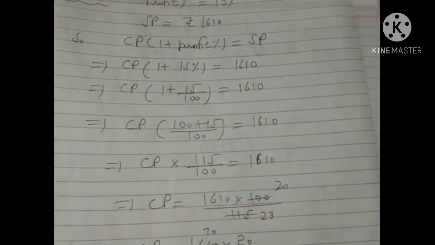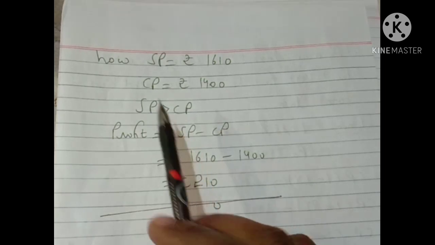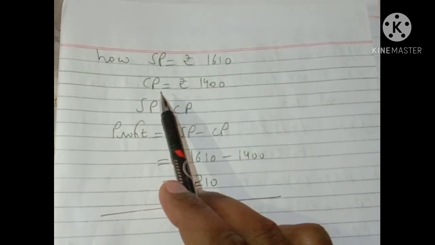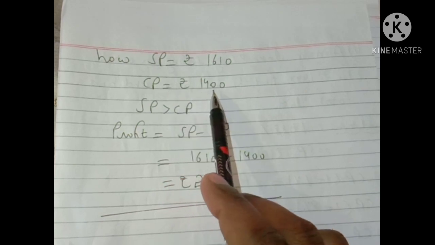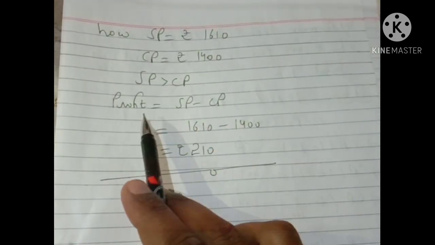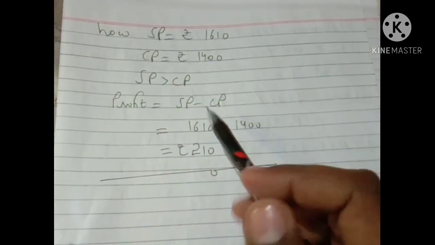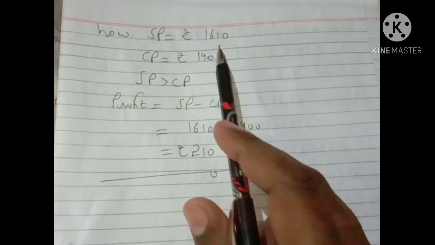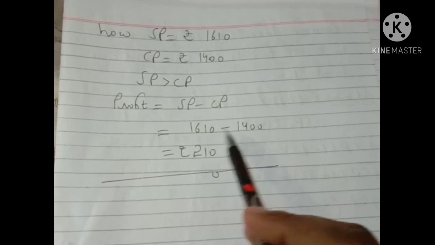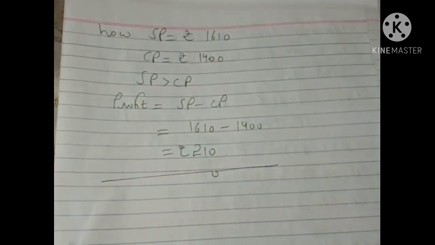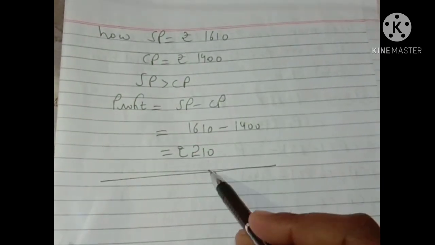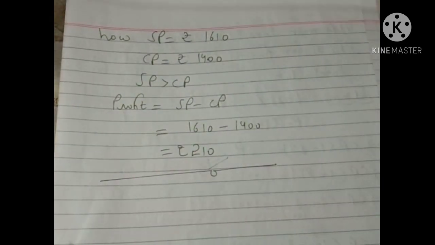how we can find out his profit. And this is very simple. The selling price is already given, that is 1610, and the cost price we just found, that is 1400. Now SP is greater than CP, which means this is the case of profit, so profit is equal to SP minus CP. The value of SP is 1610 minus the value of CP, 1400, and after subtraction it becomes 210. So in this case the cost price is rupees 1400 and his profit is 210. So this is the answer.